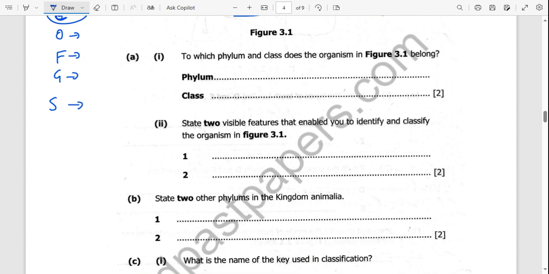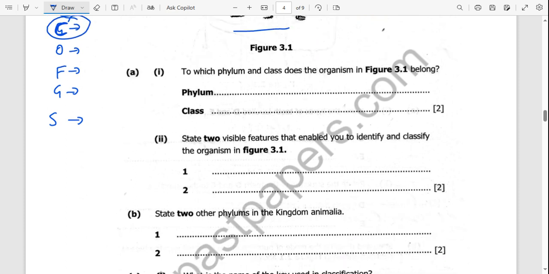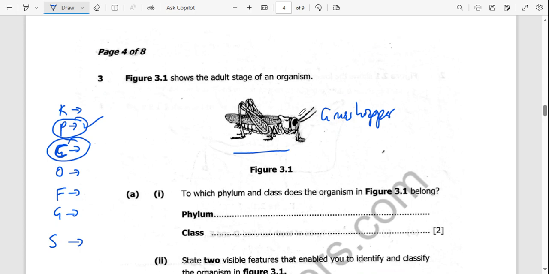State two visible features that enable you to identify and classify the organism. What can you see? It has got a head, the thorax, the abdomen. Apart from that, another feature of insects is two pairs of wings, short wings and long wings, and then three pairs of legs. Okay, you can see one, two, three pairs of legs, and then the wings, you have got the bigger wings and then the shorter wings. Those are what enables us to classify insects.